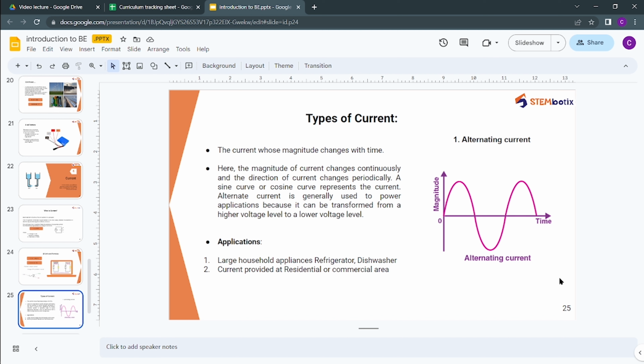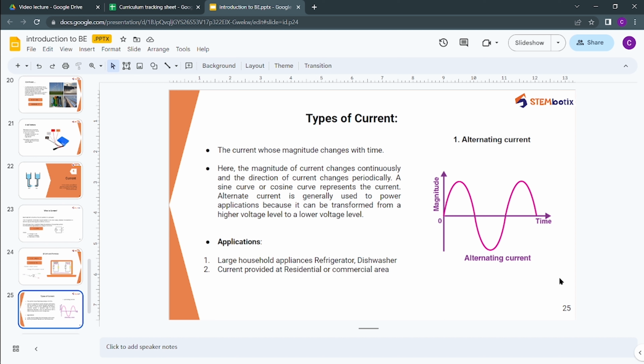There are basically two types of current. First is alternating current and second is direct current. As the name suggests, alternating current means a current whose value varies or alters. It will have some percentage of positive and some percentage of negative value. So the magnitude of current changes continuously and the direction of current changes periodically. A sine curve or cosine curve represents the current as seen in the image.